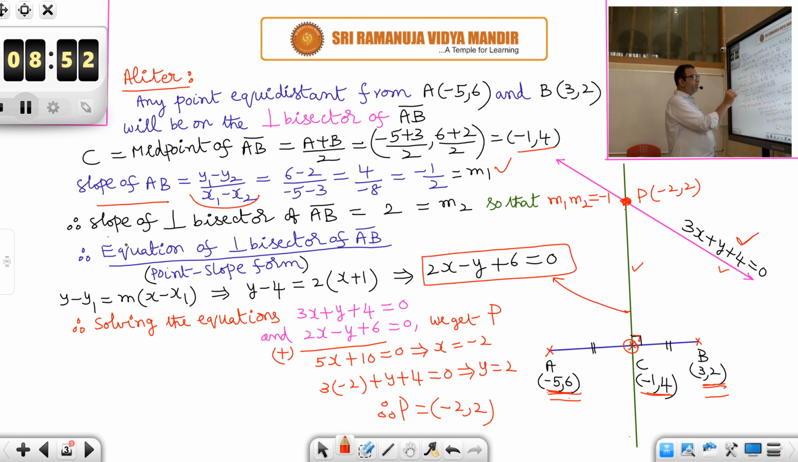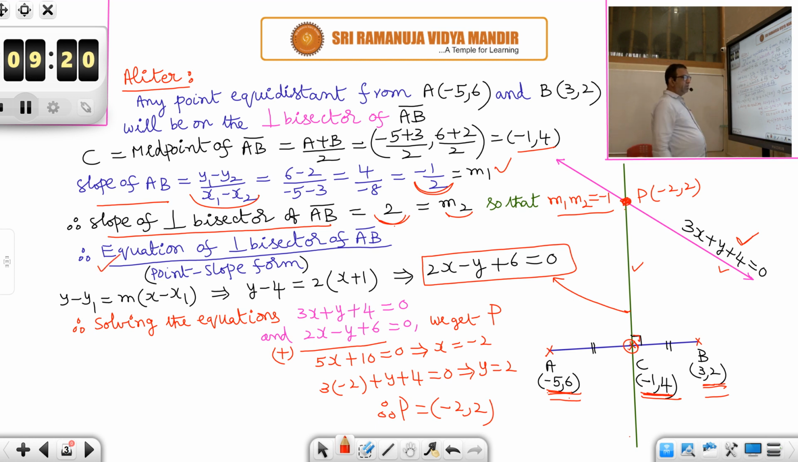Therefore, what is the slope of the perpendicular bisector of AB, which is perpendicular to AB? It must be 2, so that m1 into m2 must be equal to minus 1. For perpendicular lines, m1 m2 must be minus 1. Therefore, it must be 2. So now we got the slope of perpendicular bisector also, and we know a point minus 1 comma 4 on the line also. So we will use point slope form to find the equation of the line.